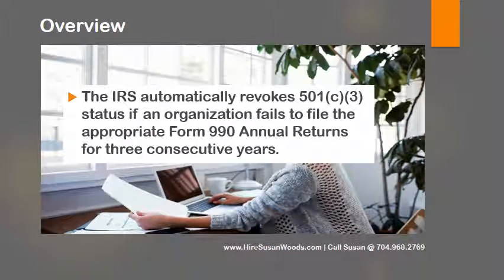Overview: the IRS automatically revokes 501c3 status if an organization fails to file the appropriate Form 990 annual returns for 3 consecutive years. So if your organization fails to file the appropriate Form 990 annual returns by the due date for 3 consecutive years, you will receive a letter notifying you that your 501c3 status has been revoked and you are no longer able to accept tax-deductible investments in the form of grants, in the form of fundraising proceeds, and in the form of individual donations.